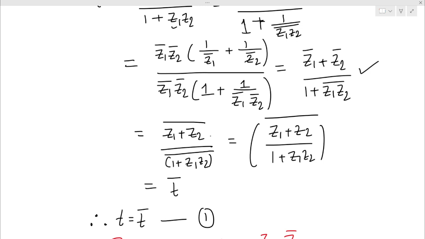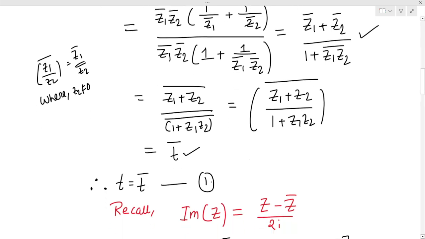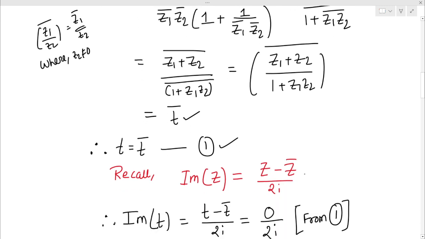Now again, as I told you, conjugates can be distributed over division, which means that (z1 by z2) whole bar is nothing but z1 bar by z2 bar for any complex numbers z1 and z2 where z2 is not equal to 0. Something to remember. And this means that we basically have arrived at the definition of t itself, except now it is the conjugate of t. So basically we get t equals t bar. This is a very important equation for us, and we will name it equation 1. And from this equation 1 we can get our answer.